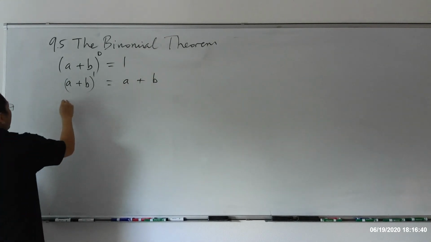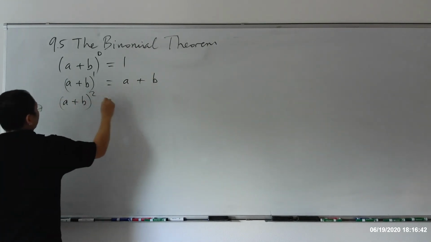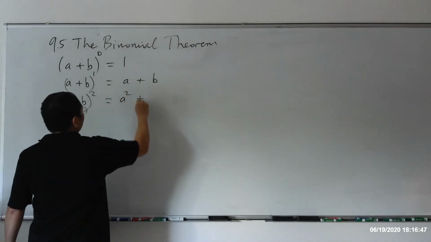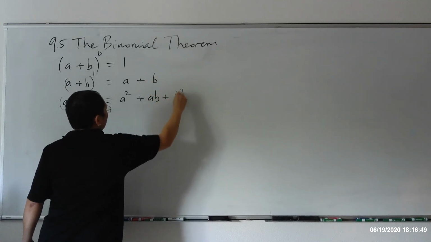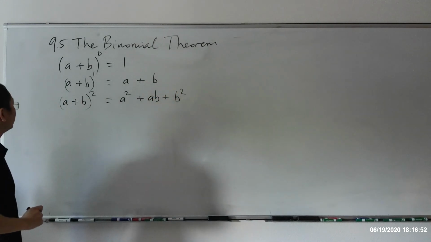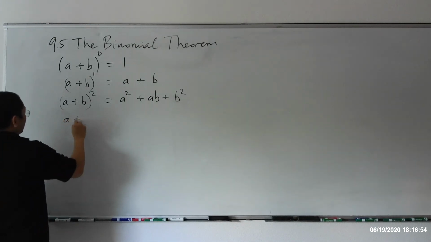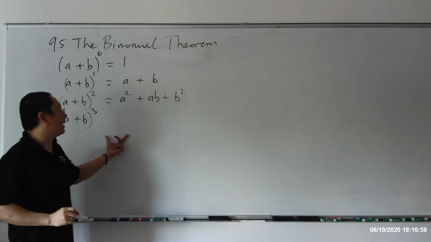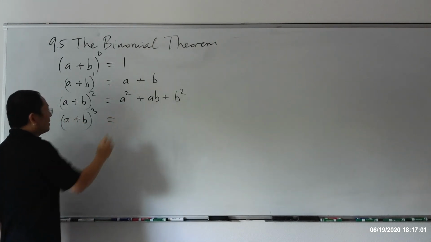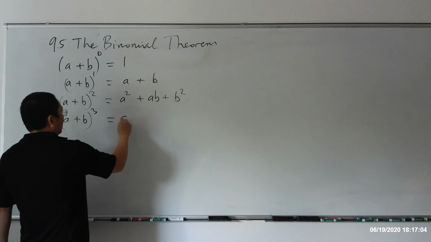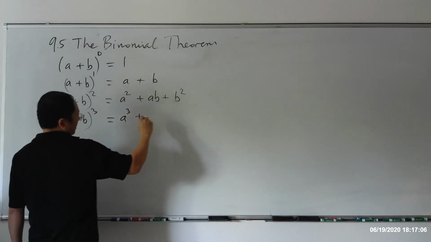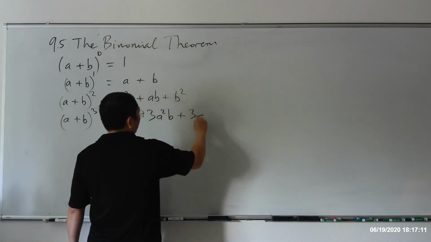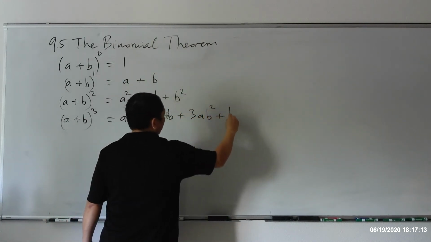What if you've got a plus b squared? You just factor it out, really. You've got a squared plus 2ab plus b squared. Keep going. If you've got a plus b cubed, this really means a plus b times a plus b and then times another a plus b. And if you factor everything out, you're going to have this: a cubed plus 3a squared b plus 3ab squared plus b cubed.